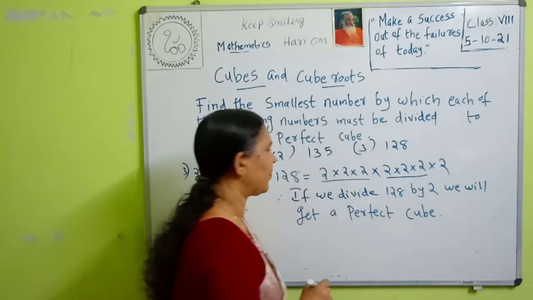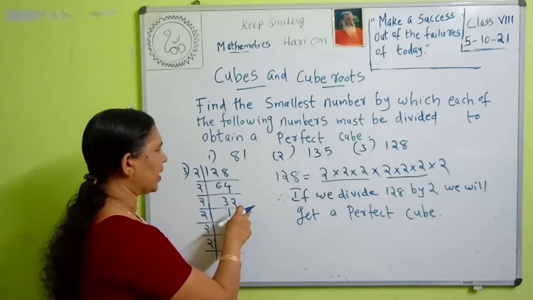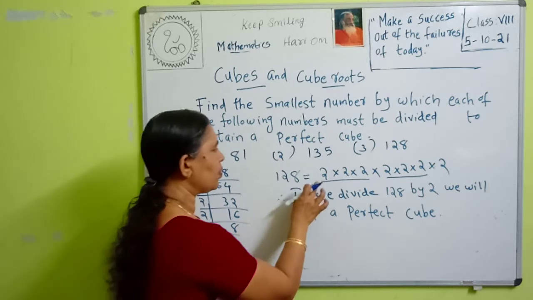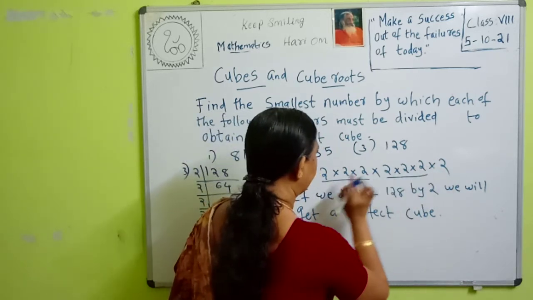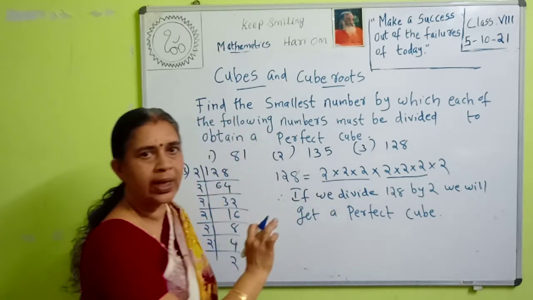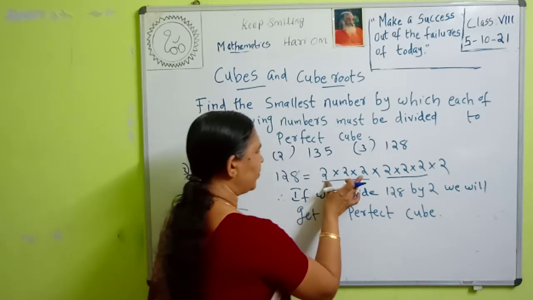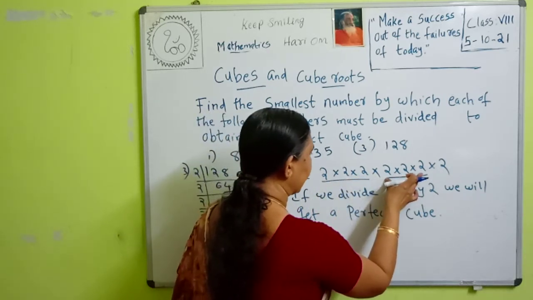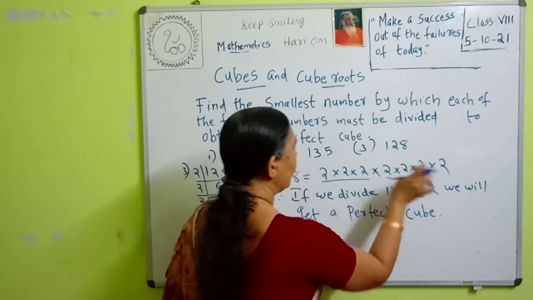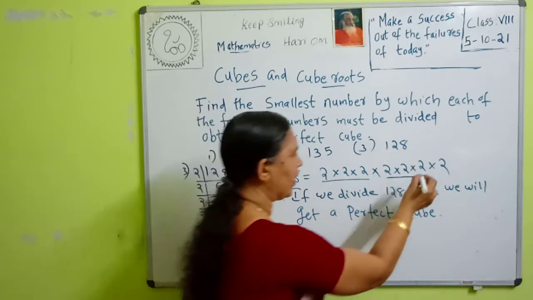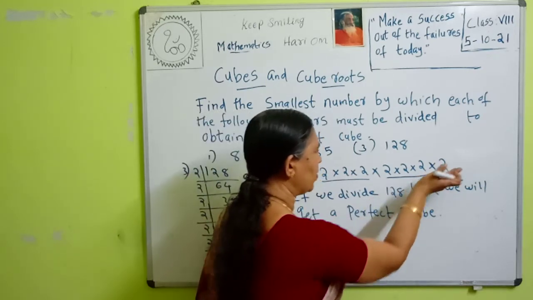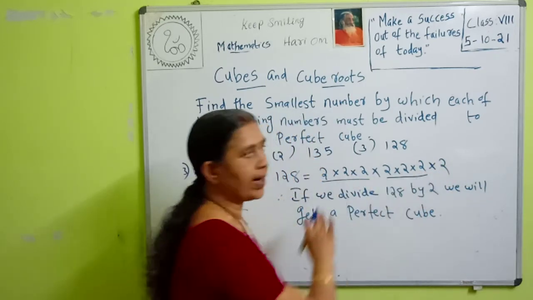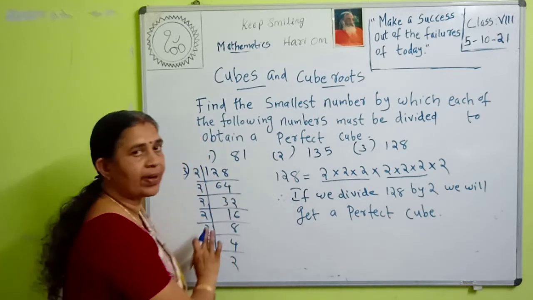So first we factorize this 128. 128 is equal to 2 into 2 into 2 into 2 into 2 into 2 into 2. Then here we group this into triplets. One group of triplets of 2, another group of triplets of 2 here. Then one more 2 is left here. We cannot write this in triplet form. So if we remove this 2 from here, then this number will be a perfect cube.